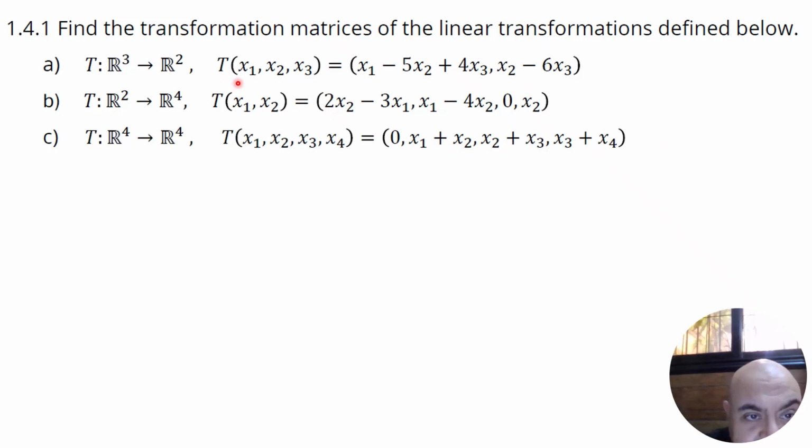As you can see, there is x1, x2, x3. So I will start with 1x1 plus negative 5x2 plus 4x3. So the coefficient matrix will have the first row 1, negative 5, and 4. For the second row, I'm missing x1, so it's going to be 0x1 plus 1x2 plus negative 6x3. And the dimension of the linear transformation matrix is going to be 2 by 3, as we saw.